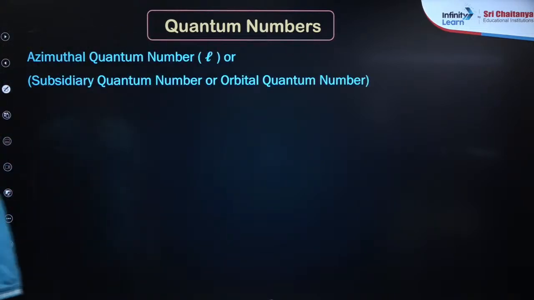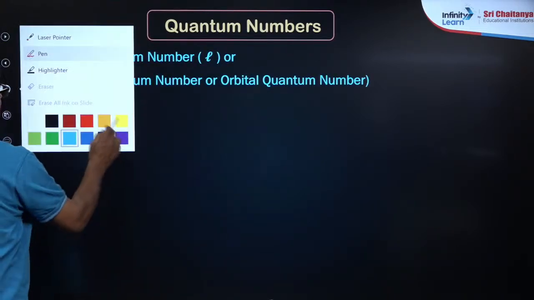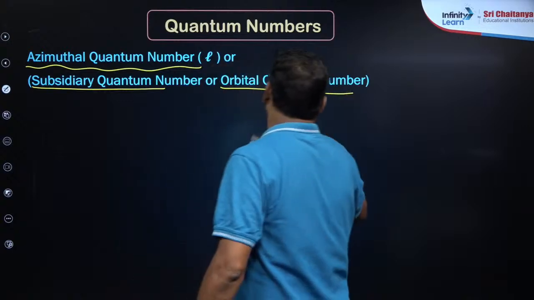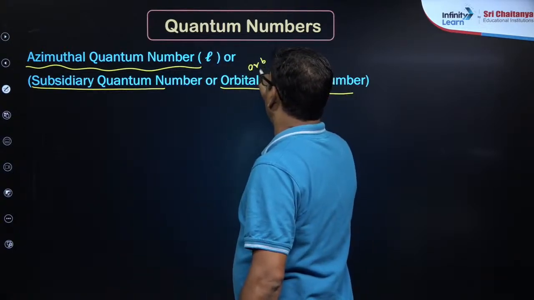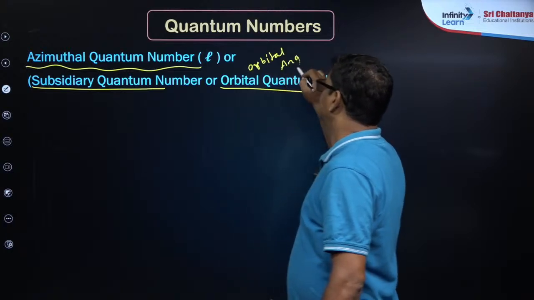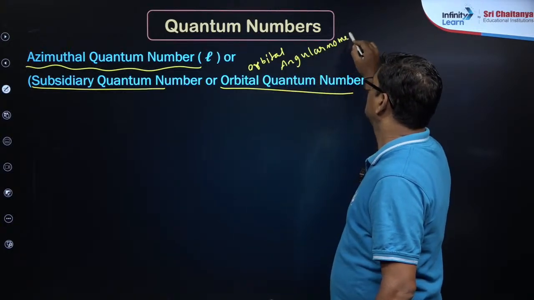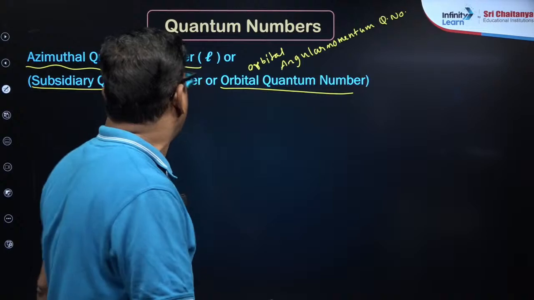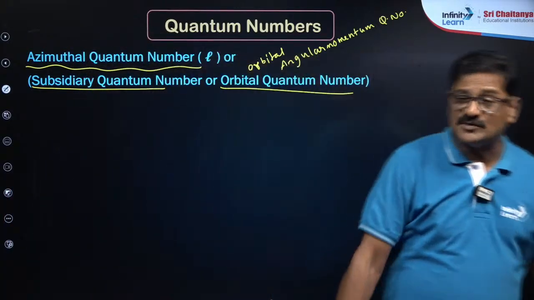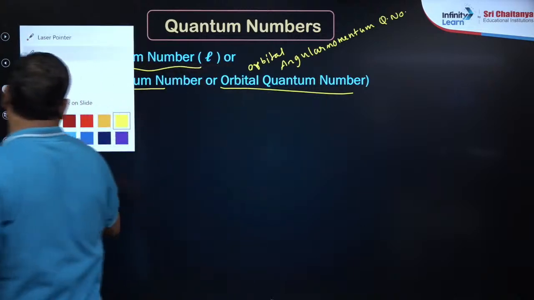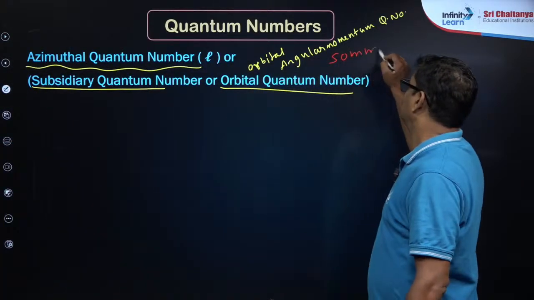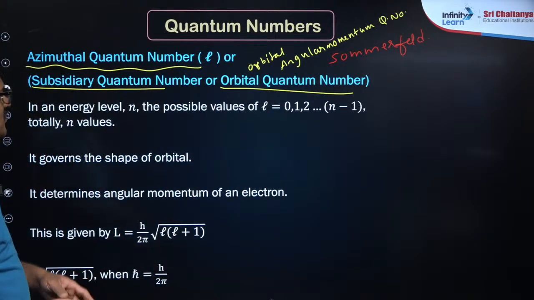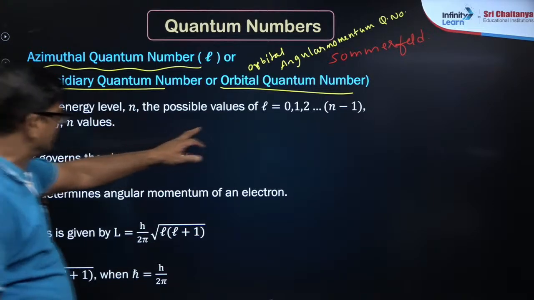Now moving ahead. Azimuthal quantum number, it is also called the subsidiary quantum number or orbital angular momentum quantum number. It is proposed by Sommerfeld. For an energy level, the possible values are l is equal to 0, 1, 2 till n minus 1. This is very, very important.